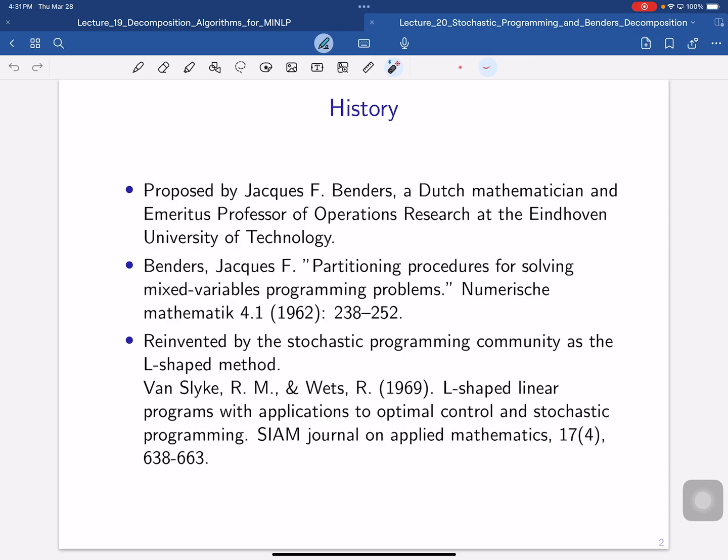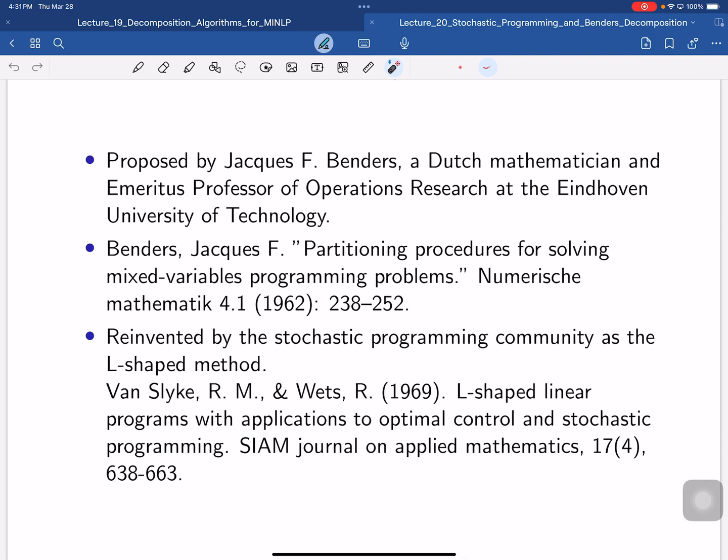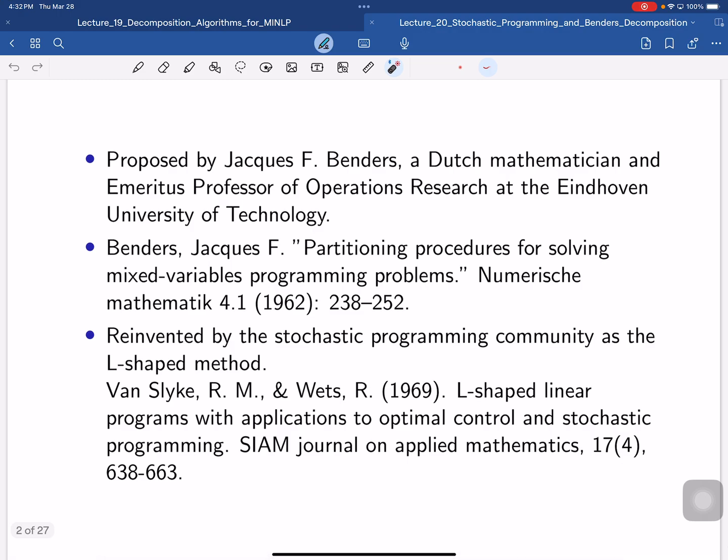And Benders decomposition has somehow been reinvented by a different community called stochastic programming. Stochastic programming is just one small community in optimization. And then they call this method the L-shaped method for solving optimal control and stochastic programming problems in 1969. So you will see people refer to Benders decomposition as the L-shaped method as well in the literature, right? So these two things are essentially identical.